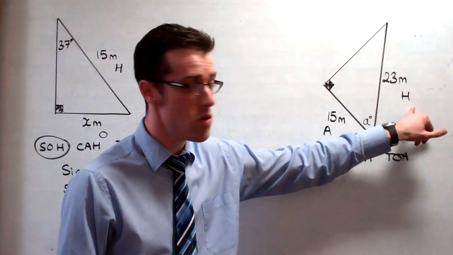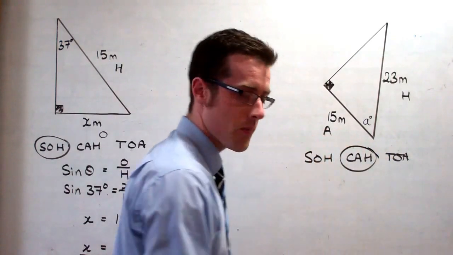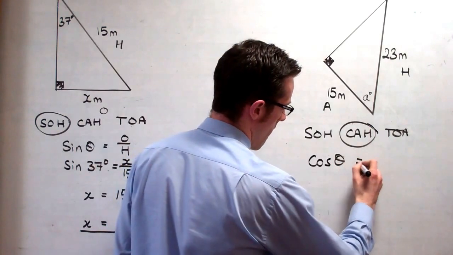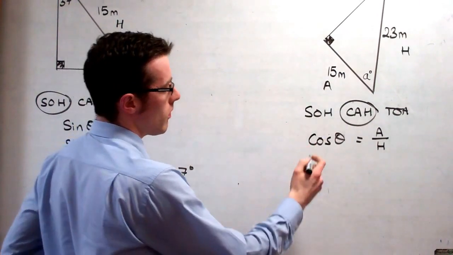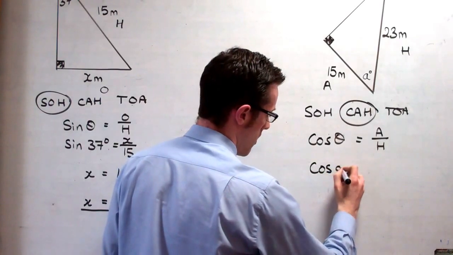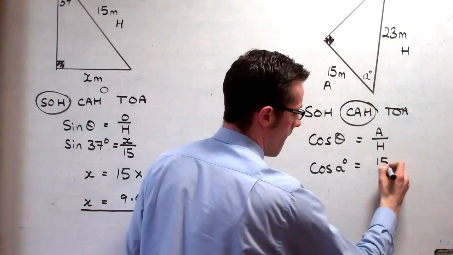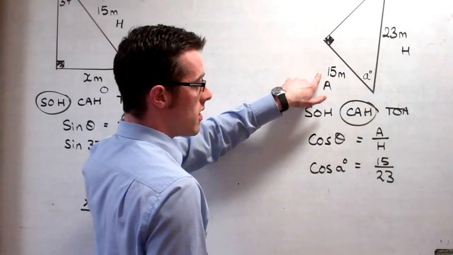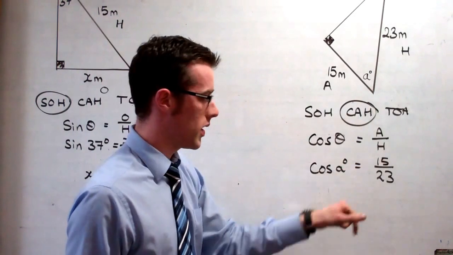Now we've got A and H, so we're going to use CAH, or cos, right? So cos theta is equal to adjacent over hypotenuse. This time the angle's called A, so we're going to use that letter. So cos A is equal to, make sure you get this bit right, 15 over 23. Be careful, right? 15 is the adjacent, 23 is the hypotenuse, so be very careful when you're putting these into the formula here.